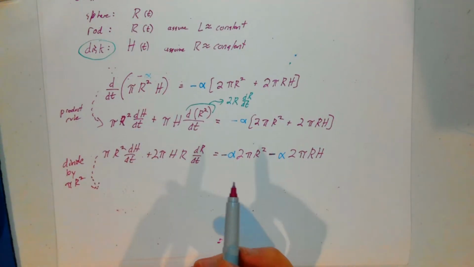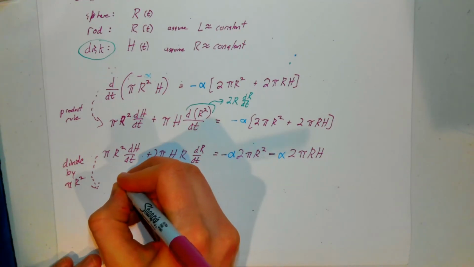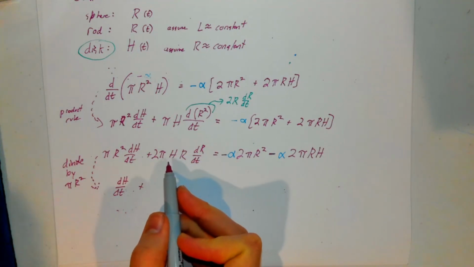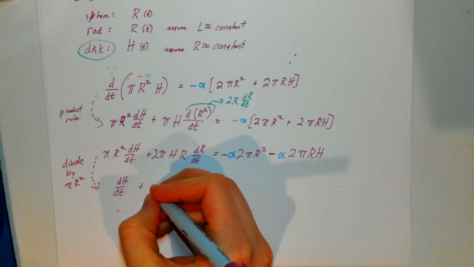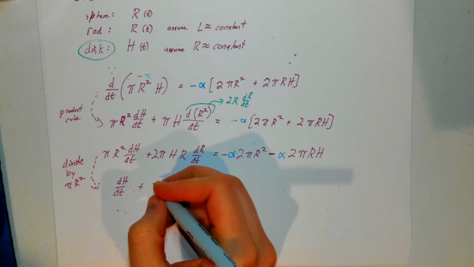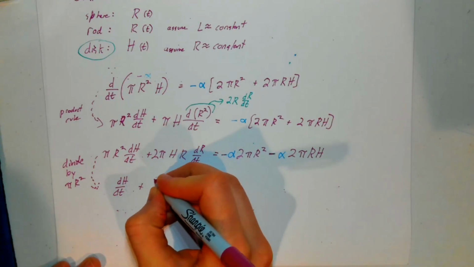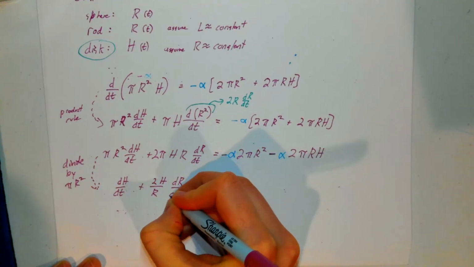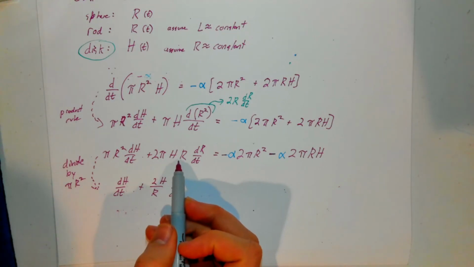I'm allowed to do that. The math police aren't going to come get me. So what am I left once I divide by pi r squared? I have dh dt plus, and if I divide by pi r squared, then here I have 2h over pi r. Nope, sorry, the pi's cancel out. I have 2h over r dr dt. Did I do that right? I have a pi r squared. Yep.